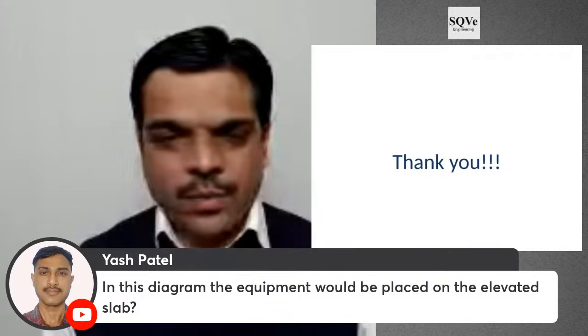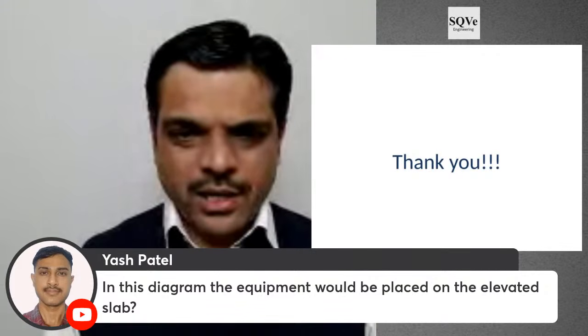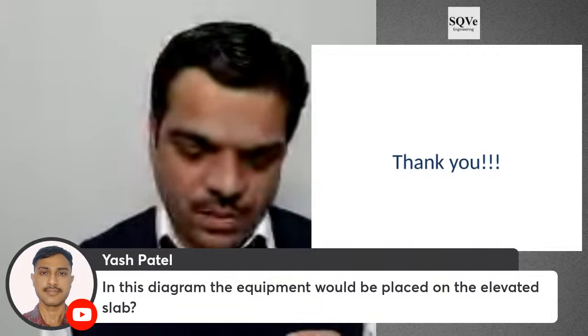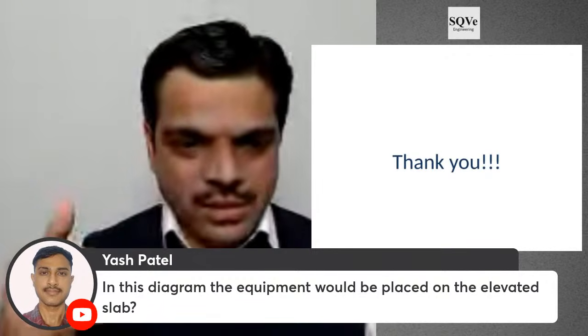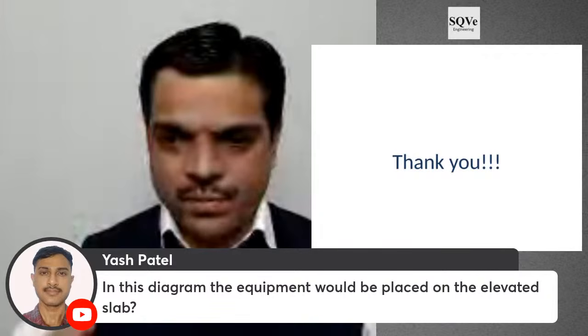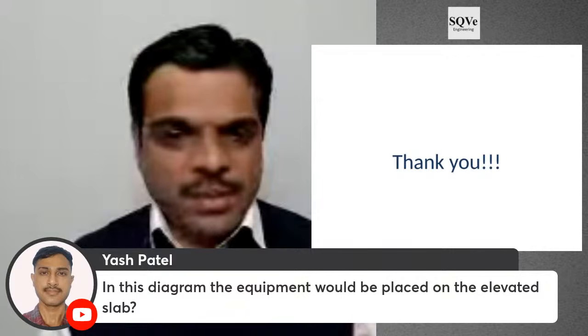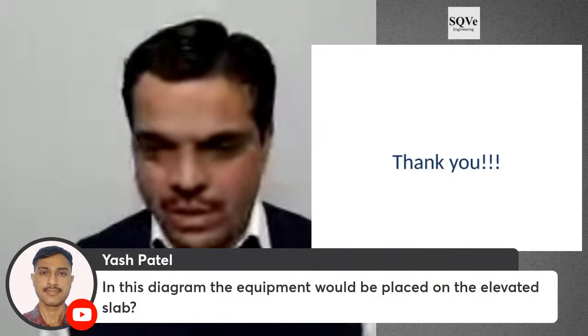So why are we providing this kind of foundation? It may be provided for, let's say, 2-3 scenarios. For example, if we have a process requirement wherein the pipes from the equipment need to be transferred from the bottom of the equipment, and then that pipe comes out of the foundation area. So for that we need to create a hollow area, from where the piping can be done below the equipment.